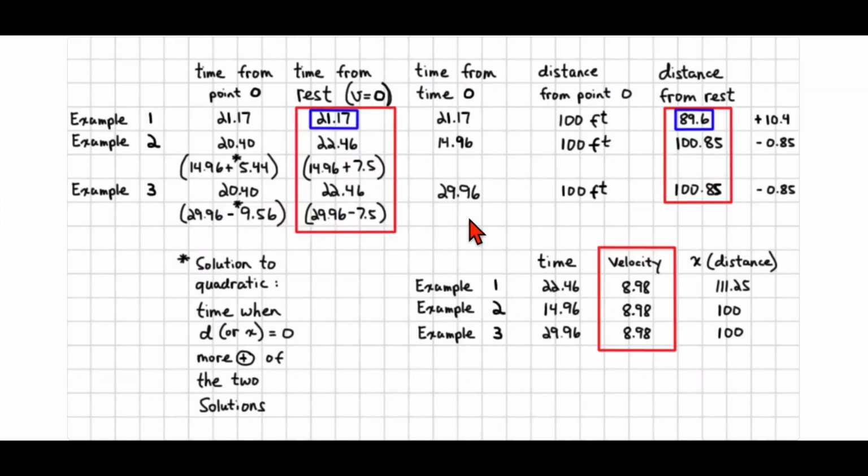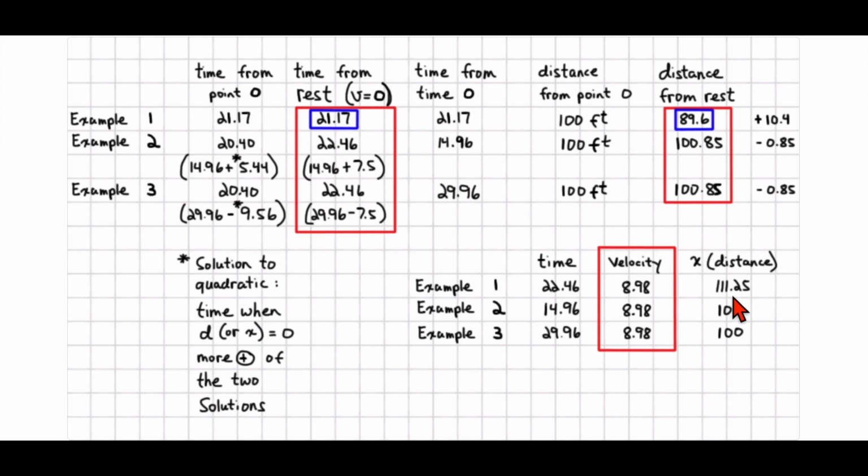I put this information in a table to make it easier to follow. So here we have examples 1, 2, and 3. And so time from point 0, time from rest, time from time 0. So this is when the timer actually starts. The distance from point 0 and the distance from rest. And down here is a summary table, examples 1, 2, and 3, when the velocity is the same for each example. So 8 and 98 hundredths feet per second.